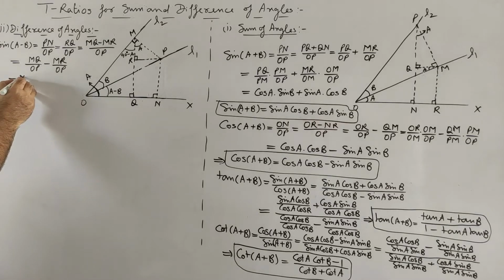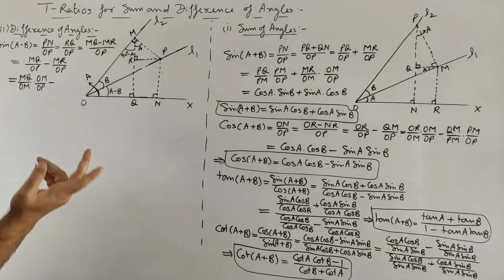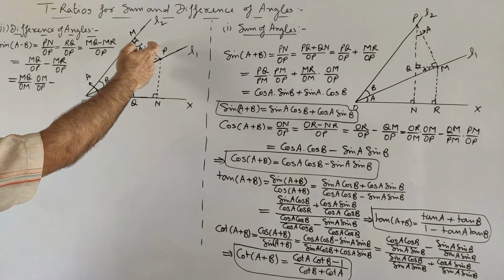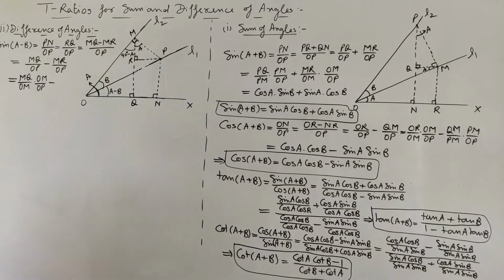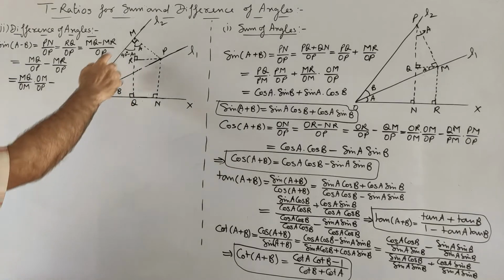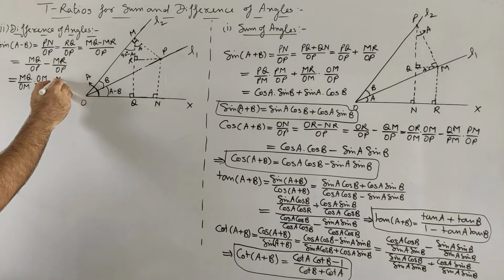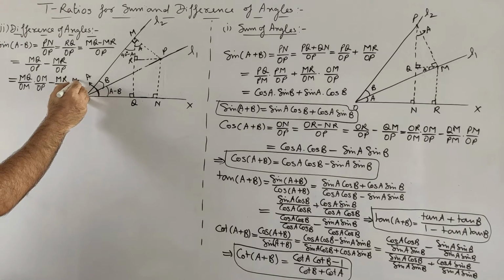So it can be written as MQ upon OM into OM upon OP minus MR upon OP. So MR and OP will again be two different sides. MR is of triangle MRP and OP of triangle OMP, and this time the side common to these two triangles is MP. So MR upon MP into MP upon OP.